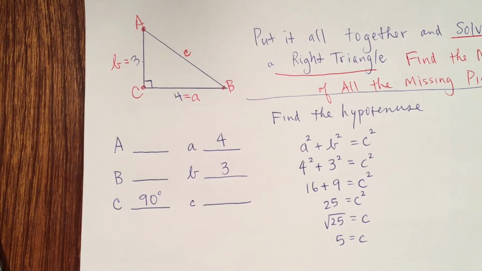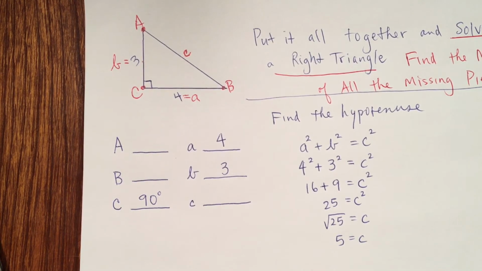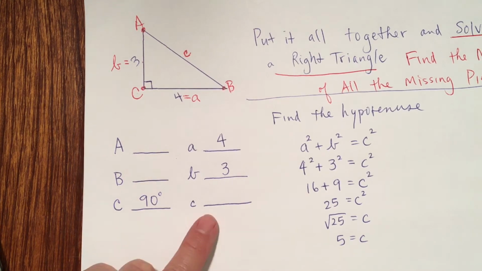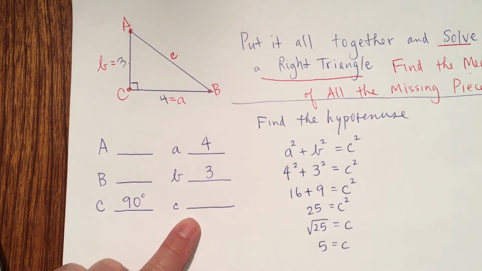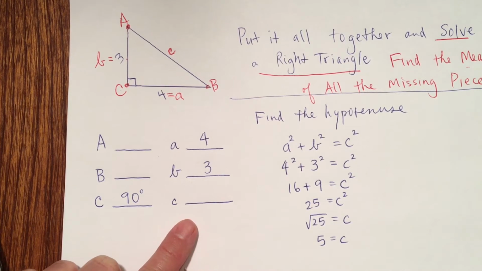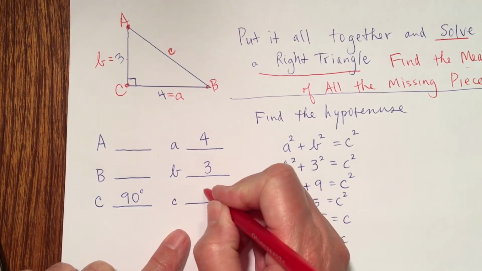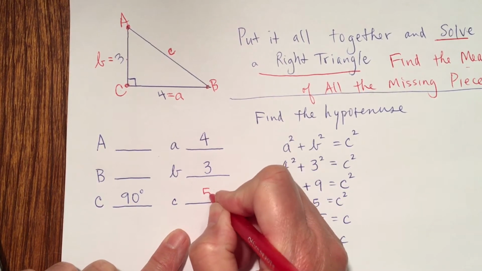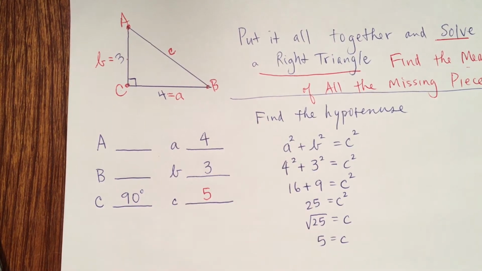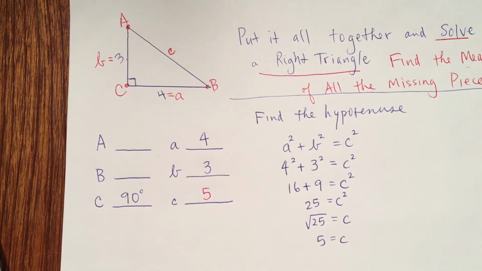So I want to find the 3 missing blanks if I'm solving a right triangle. Lowercase c, we have found that with the Pythagorean theorem. I'm going to write that in red because it's something that I found with my calculations. So lowercase c was 5. Now I need to find angle A and angle B.